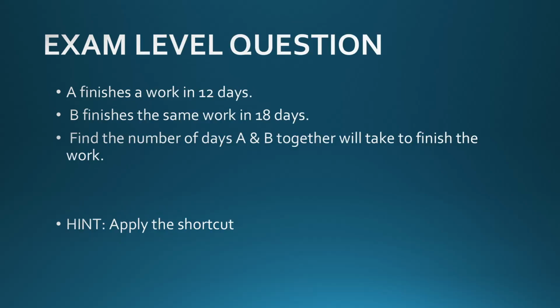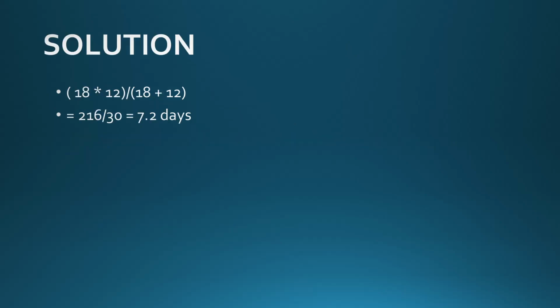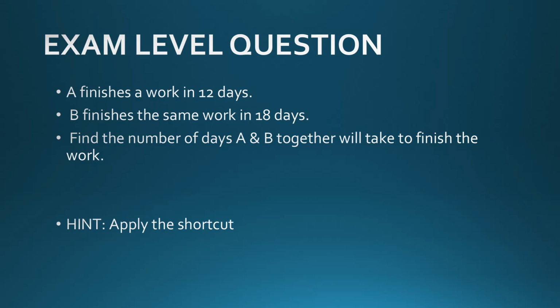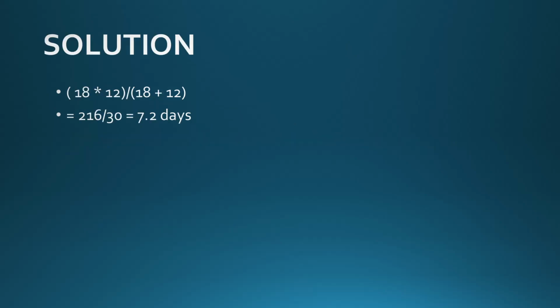Now let's look at an exam level question. A finishes the work in 12 days, B finishes the same work in 18 days. Find the number of days A and B together will take to finish the work. Hint is apply the shortcut. Very simple, X into Y divided by X plus Y. So 18 into 12 divided by 18 plus 12, which is nothing but 216 divided by 30 equal to 7.2 days. So A and B together take 7.2 days to finish the work.